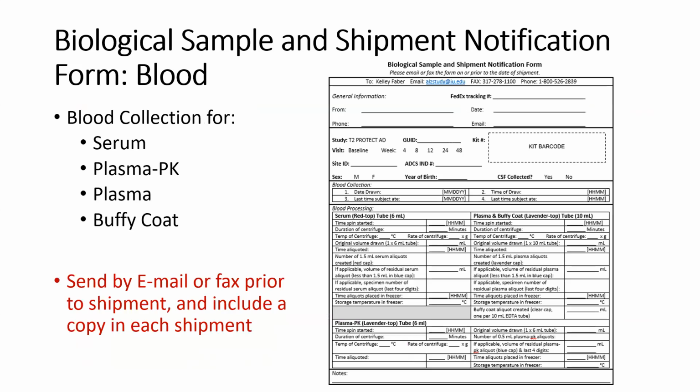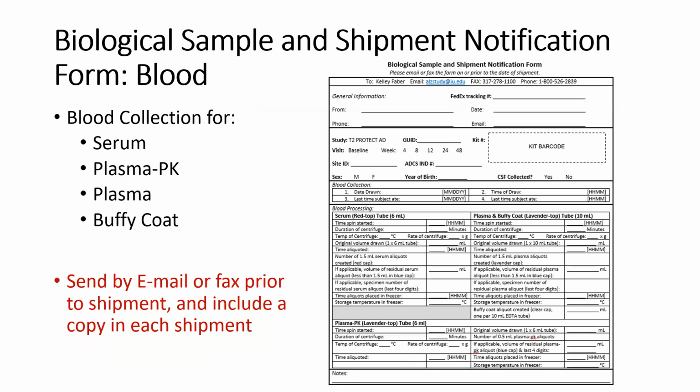So the GUID, this is another place to put the kit number barcode of the blood collection, your site ID, information about the patient if CSF was collected, and then more information on the blood collection in the box below that. The bottom half of this form is going over specifics of the blood collection processing.